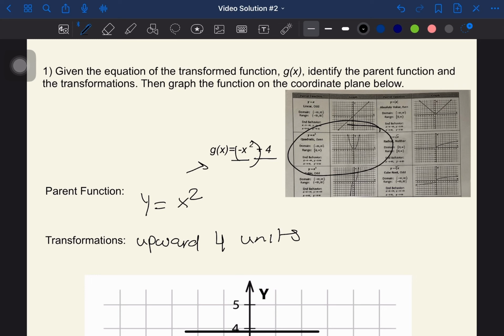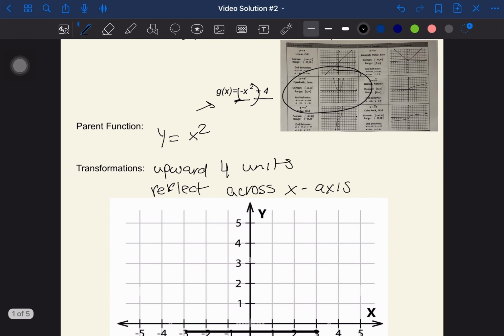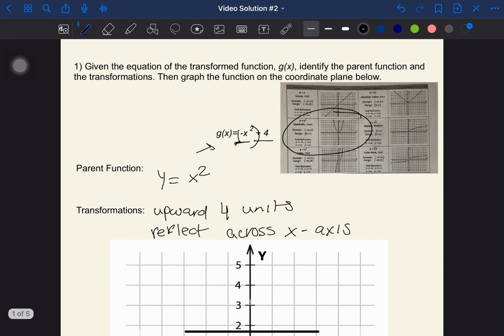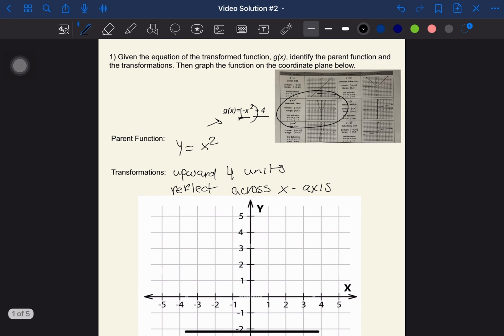But before we can graph, we also have to look at this negative right here. Because there is a negative, we know that there is going to be a reflection across the x-axis. Now, in order to graph this equation, we would move up 4 points, and instead of opening up like our parent function does, it would open downwards because it is reflected.